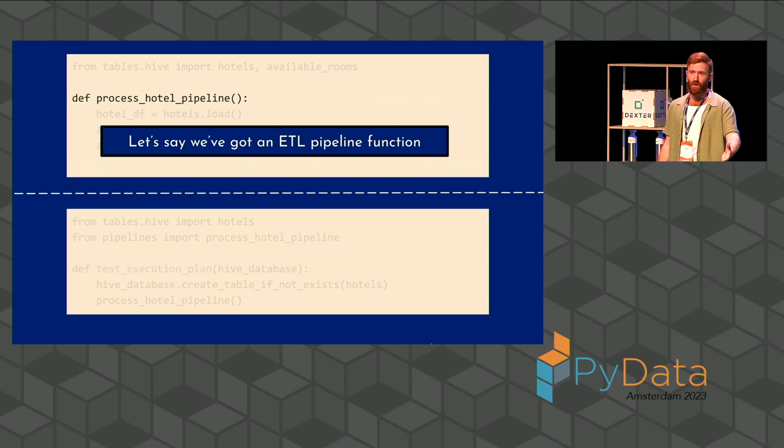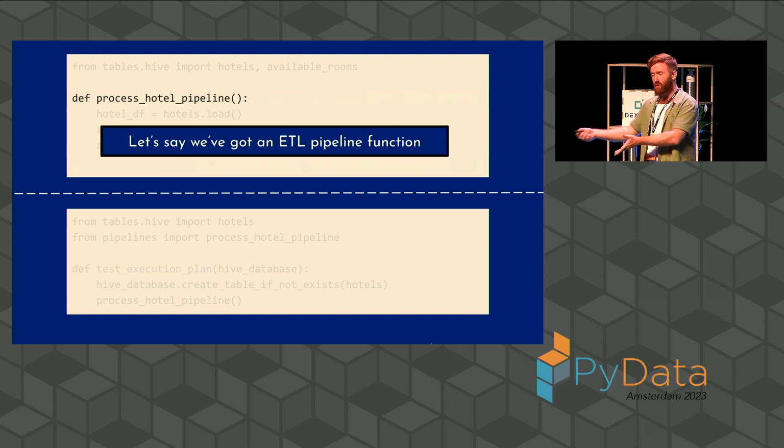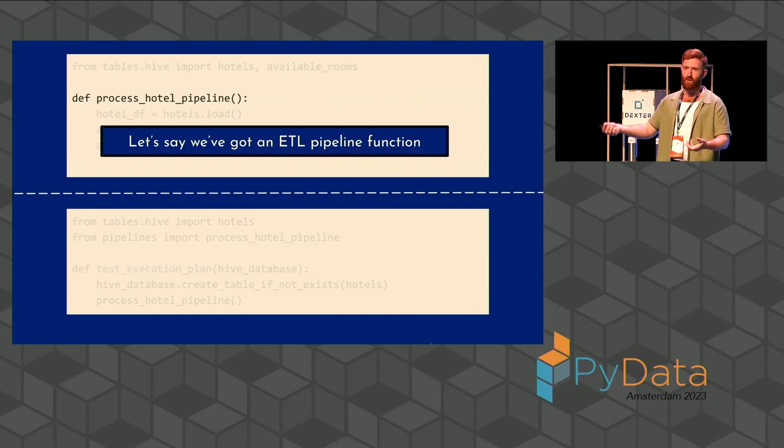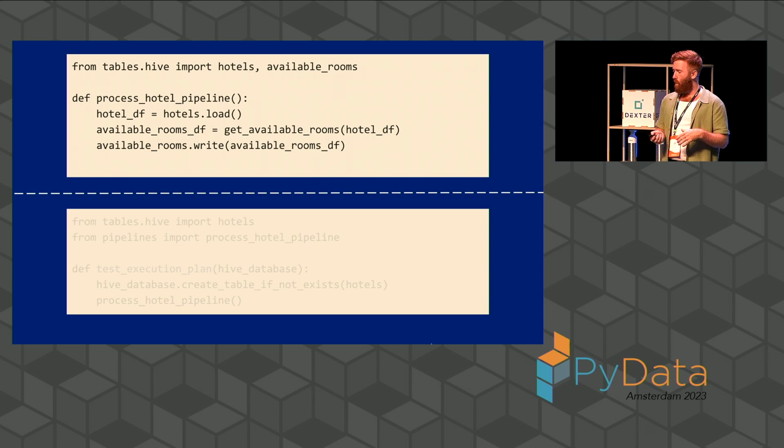These tests naturally are going to be for some kind of ETL pipeline function. So let's see what one of those is going to look like. Let's say we've got process hotel pipeline. What it's going to do is very simple. We're going to load up the hotels table. We're going to then run some function that we've created called get available rooms. And then we're going to write the available rooms data frame that resulted from that function into our available rooms table. Easy. We load it, we transform it, and then we write it.